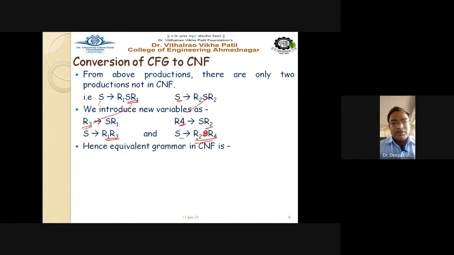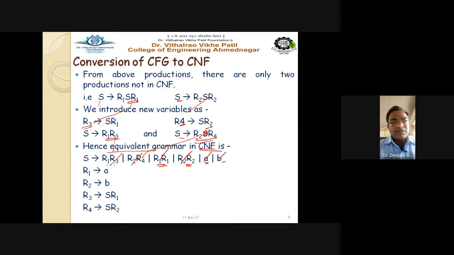So hence the equivalent grammar. Write the answer here. The equivalent grammar in CNF, that is Chomsky normal form, is S gives R1 R3, then S gives R2 R4, then R1 R1, R2 R2, and A and B. So these are the 6 rules: 1, 2, 3, 4, 5, 6. Okay. Now write down the rules which we have added newly. That is nothing but R1 produces A, R2 produces B, R3 produces SR1, and R4 produces SR2. This is our final answer to the question. Correct.